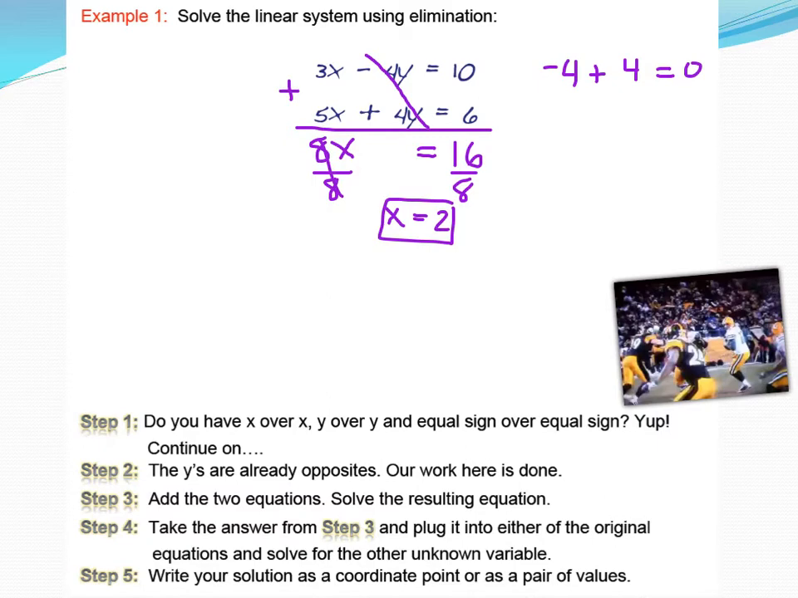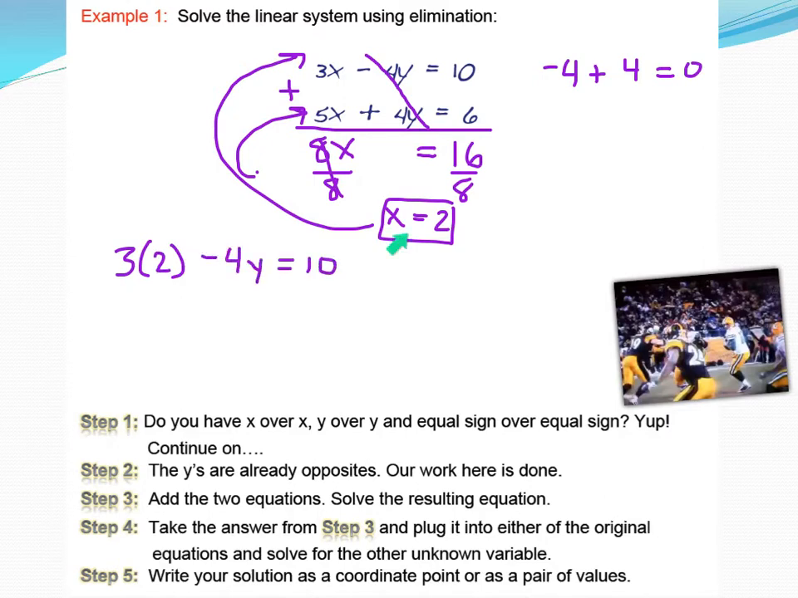Simple as that. Now, how do I solve for y? Well, I'm going to take this value of x and plug it into either the first equation or the second equation. Doesn't matter which one, plug it into one of the originals. So here I have 3 times, instead of x, I'm going to put 2, minus 4y equals 10. So I'm taking my value of x, which is 2, and substituting it in for x in the first equation. And now I can solve.